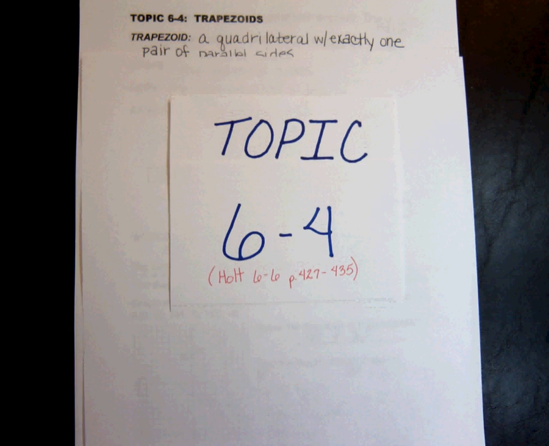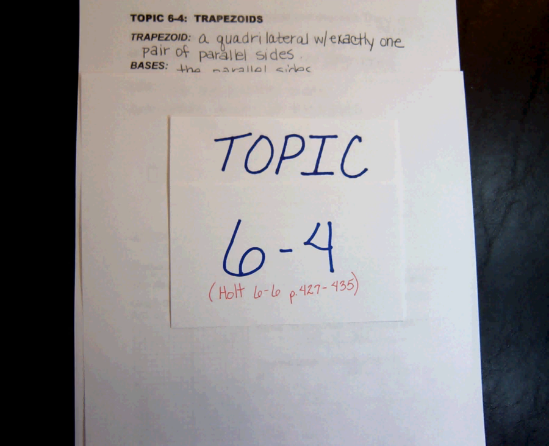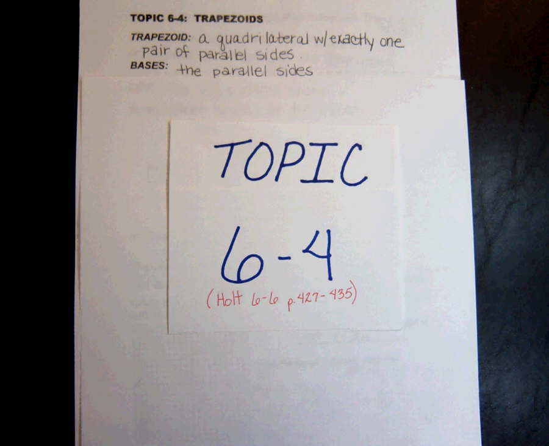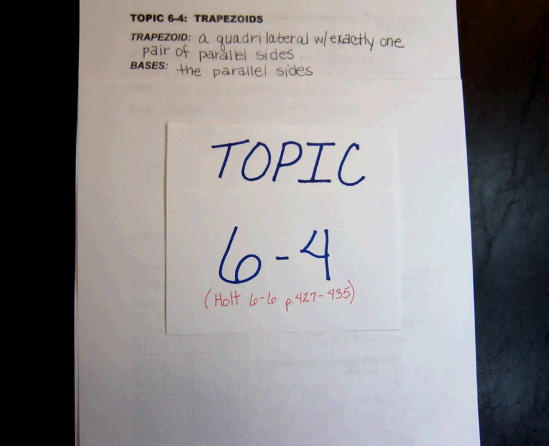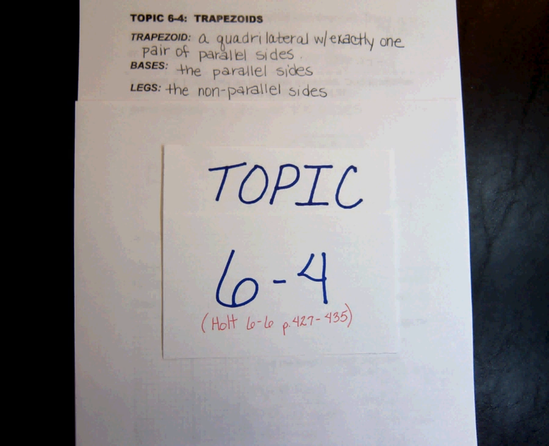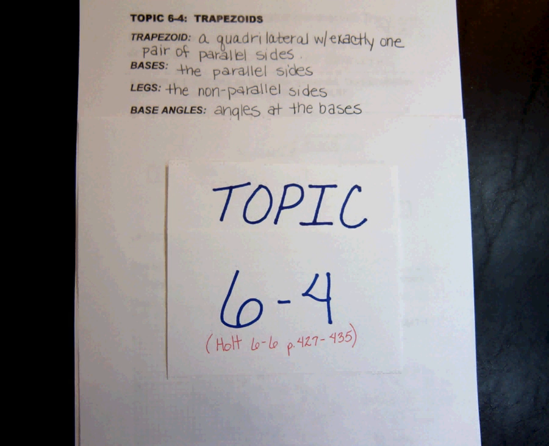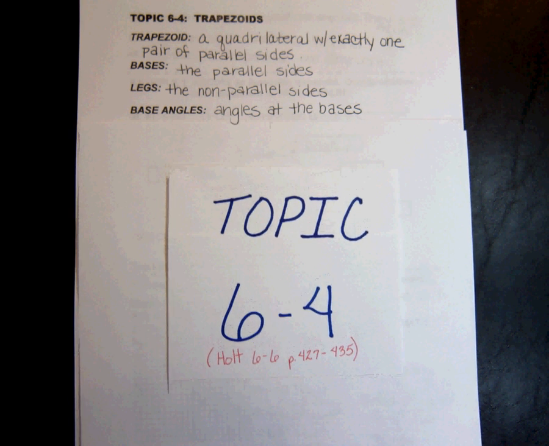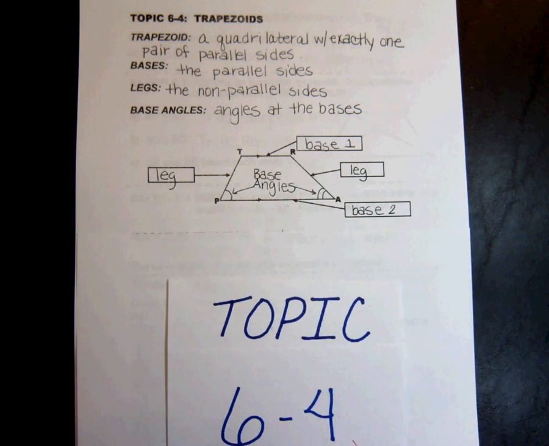Alright, let's look at some definitions first. A trapezoid is a quadrilateral with exactly one pair of parallel sides. The bases are the parallel sides, and the legs are the non-parallel sides. Base angles are at the bases. Let's just label this in the picture.